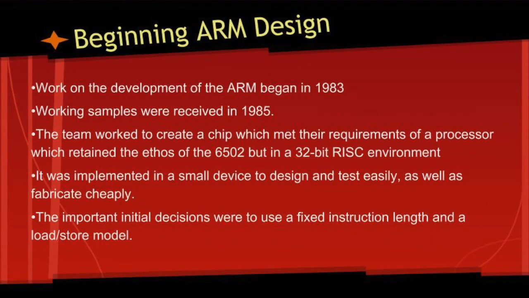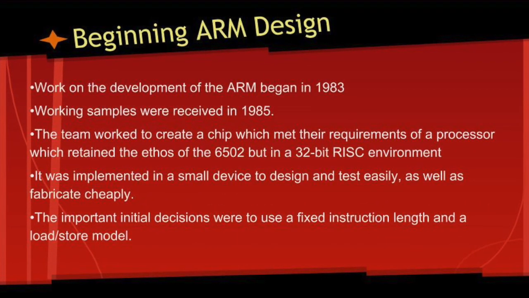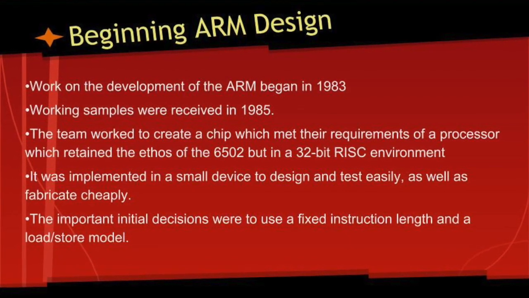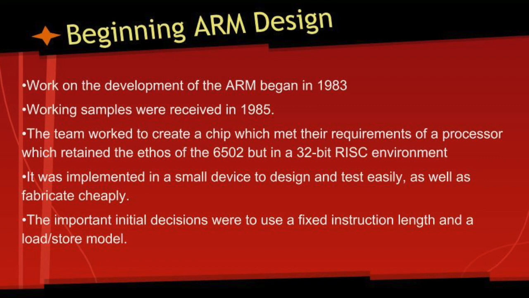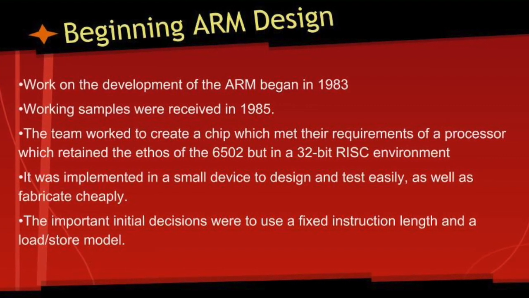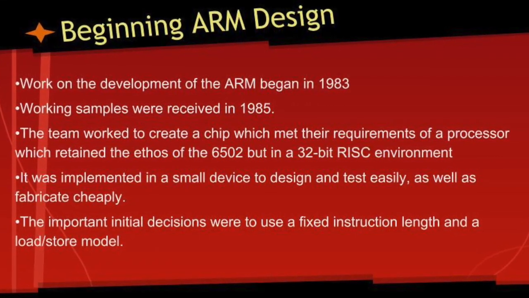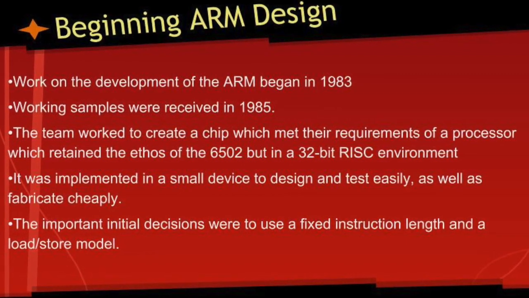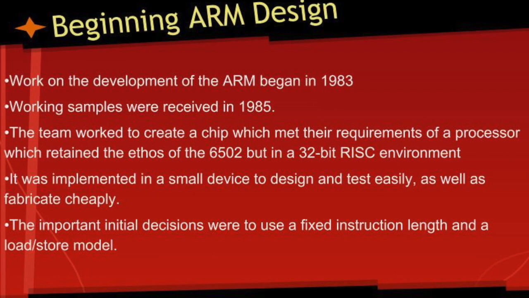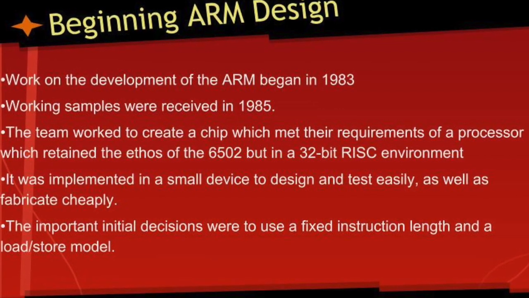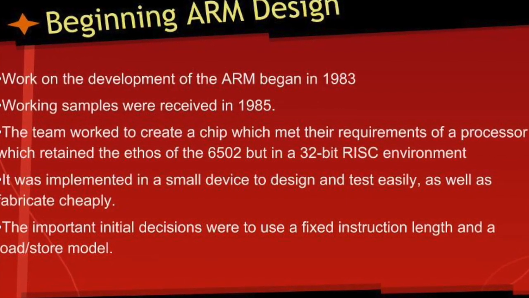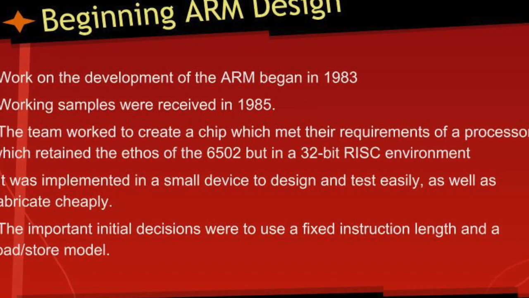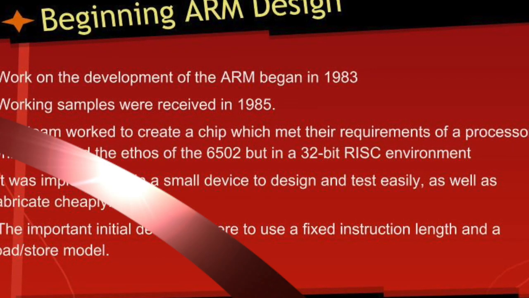Beginning ARM design. Work on the development of the ARM began in 1983. Working samples were received in 1985. The team worked to create a chip which met the requirements of a processor which retained the ethos of the 6502 but in a 32-bit RISC environment. It was implemented in a small device to design and test easily, as well as fabricate cheaply. The important initial decisions were to use a fixed instruction length and a load store model.